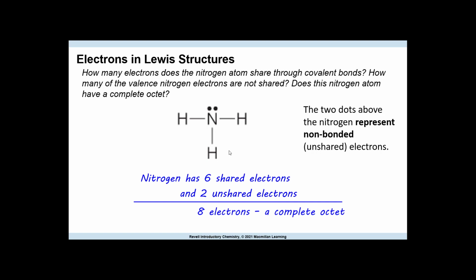In the Lewis structure, each dash represents 2 shared electrons. Nitrogen forms 3 covalent bonds to hydrogen. Each dash represents 2 electrons, so nitrogen has 6 shared electrons. The 2 dots above the nitrogen represent non-bonded, unshared electrons. Combining the 6 shared and the 2 unshared, the nitrogen atom has 8 electrons in its complete valence shell. So that's 2, 4, 6, 8. It has a total of 8 from the 2 unshared and the 6 that are in the dashes.